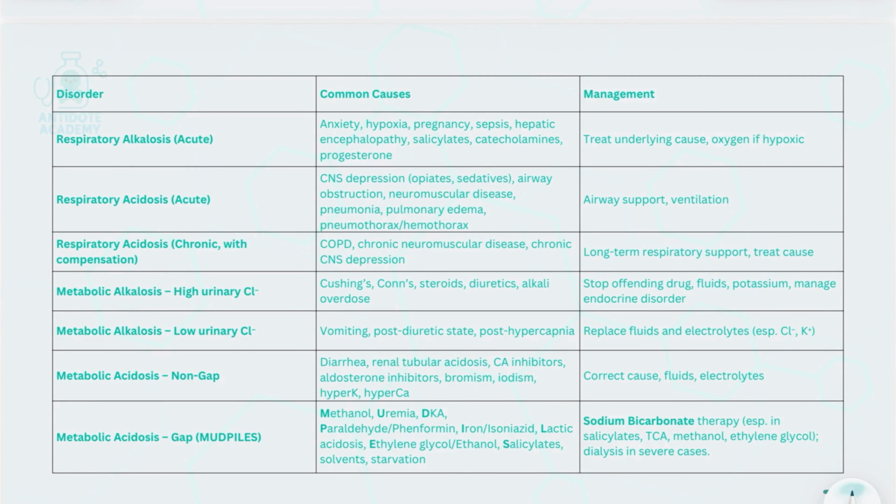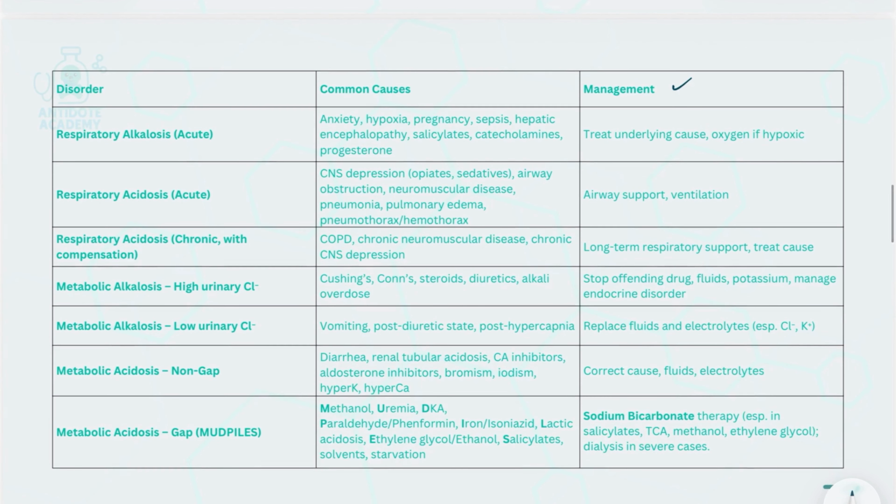Now let us talk about acid-base disorders. This happens when our body's pH balance gets disturbed, either becoming too acidic or too alkaline. In poisoning cases, this is very common. Let's see the main types, their causes, and how we manage them.